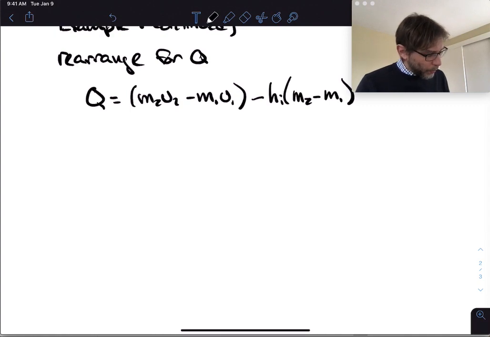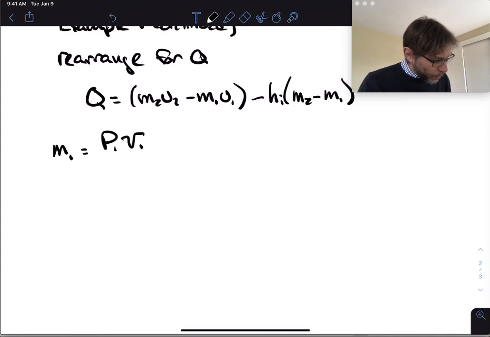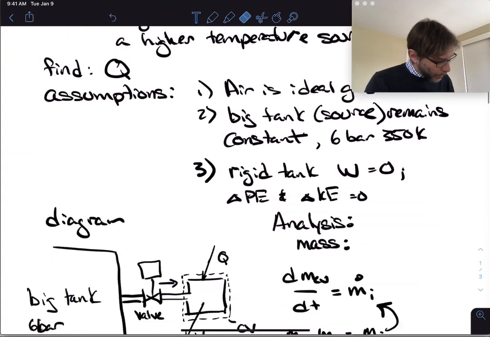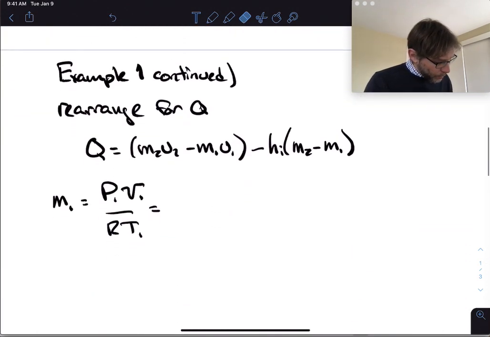So we don't know the masses yet. So what are the masses? So let's see. We're going to use our friendly ideal gas law. So M1 equals P1 V1 over RT1. In this case, the initial pressure in the tank is at 1 bar. So we're just going to say this is at 100 kPa.